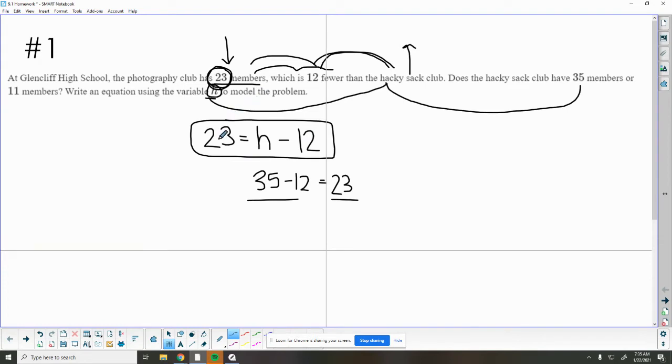So let's see if we can think of a different way to write that same problem. So what would be the opposite of minus 12? The opposite would be to add 12. So if we take 12 and we add on the photography club, which is 23, that should equal H for the Hacky Sack Club. 12 plus 23 is 35. 35 minus 12 is 23. So this is a fact family here, and we can write the equation either way here.